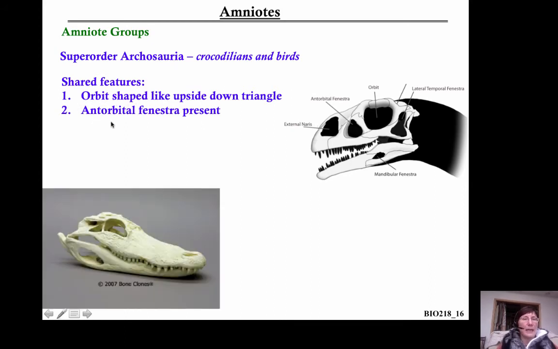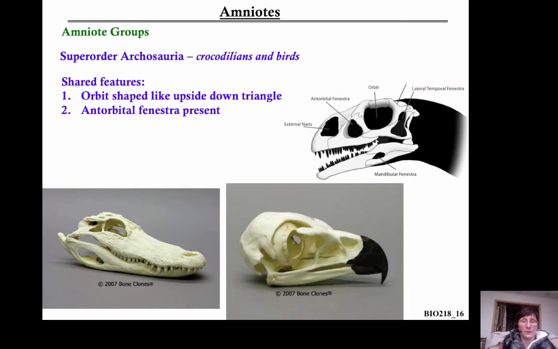The other feature that they have is an antorbital fenestra. As you know, a fenestra is a hole in the skull, and in this case, it's an antorbital hole, meaning it's anterior to the orbit. So here's the orbit where the eye would be, and here's the hole just in front of it, which also happens to be triangular. This is the antorbital fenestra. And in this crocodilian skull, that fenestra is actually right here, but it's been fused with the orbit, but that's only in this one alligator species. In many other crocodilian species, you can see a completely separate antorbital fenestra. And then actually, in this bird skull, you can see the antorbital fenestra just here.